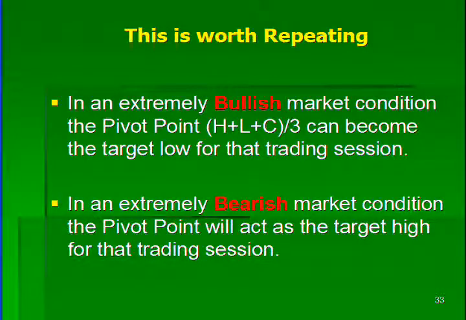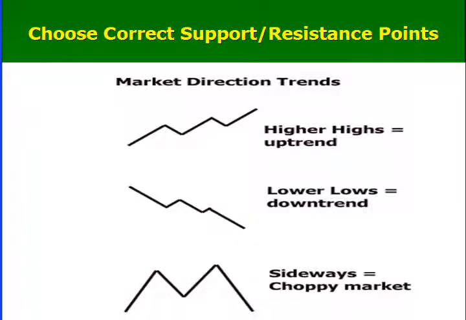In an extremely bullish market condition, the pivot point, which once again is the high, the low, the close, added up, divided by 3, can become the target low for that trading session. In an extremely bearish market condition, the pivot point will act as the target high for that trading session. So now we have pretty much, in any environment, 3 market direction trends or conditions.